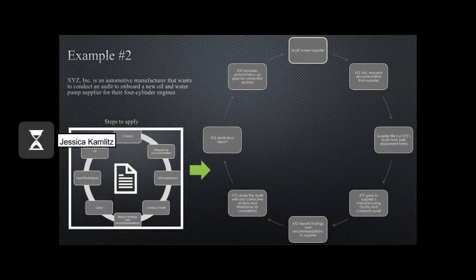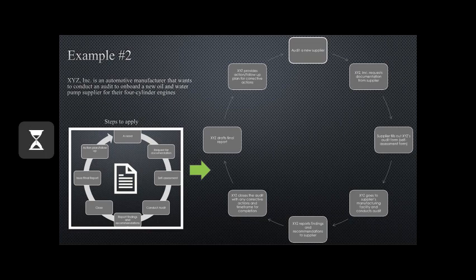Example number 2. In this example, XYZ Incorporated is an automotive manufacturer that wants to conduct an audit to onboard a new oil and water pump supplier for their 4-cylinder engines. First step is a need. So XYZ Incorporated has a need for a new supplier. Second step, request for documentation. XYZ Incorporated requests documentation from the supplier on their manufacturing and quality processes.